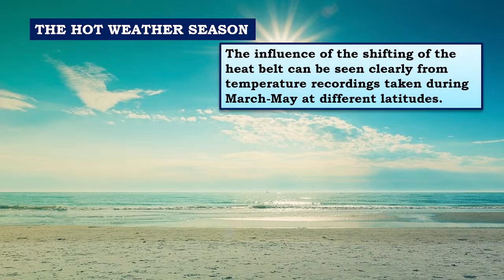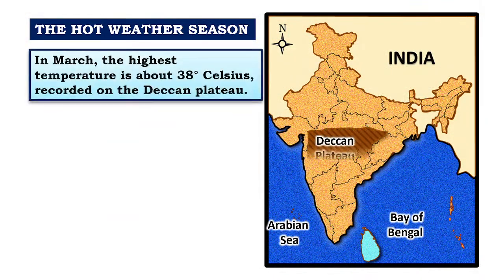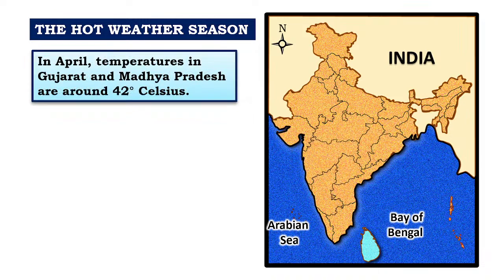Okay, look at this now. Now this is India. This is the Deccan Plateau. The average temperature here is how many degrees Celsius? 38 degrees Celsius. Okay, and in April in Gujarat and Madhya Pradesh, what happens? 42 degrees Celsius. This is in books, but it goes above 42, even 45, 46 it becomes.